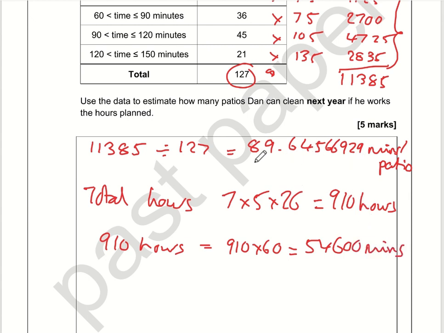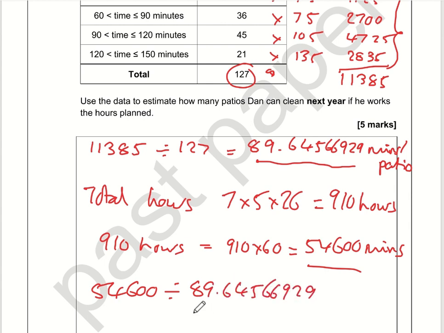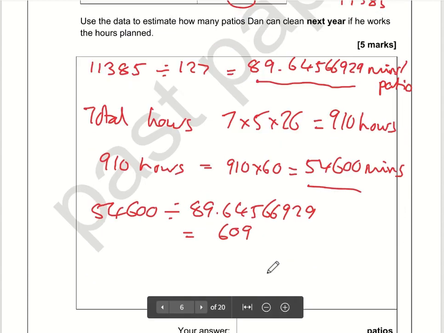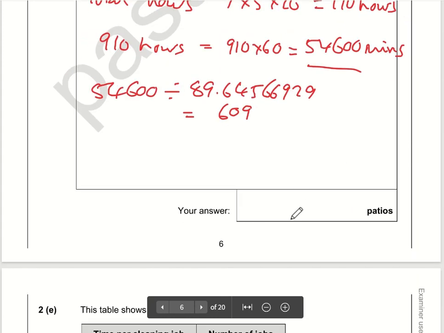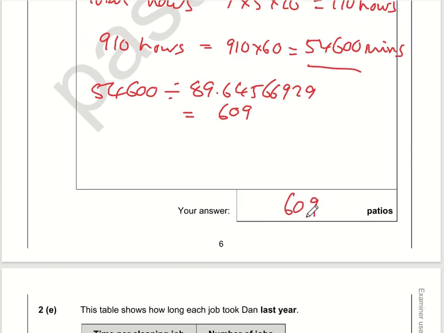So if we're assuming that it takes him this amount of time for one patio, and he has this time available, how many patios can he do? Well, that's going to be 54,600 divided by 89.645666929, and that gives us a value that's slightly above 609. So I think 609 patios would be a sensible answer there.